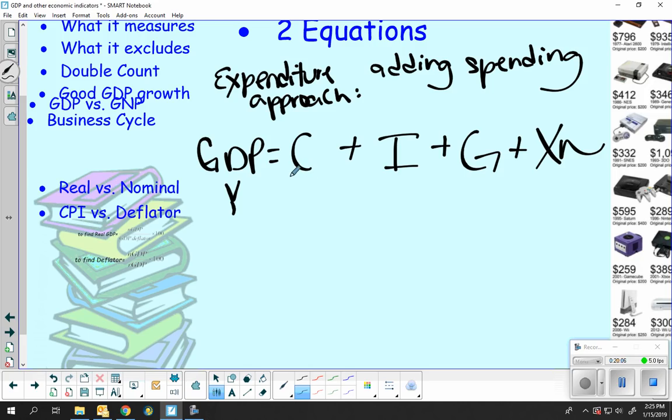Well, C, these are all the players that could possibly be spending money in an economy. Well, C is us. C is consumption. That's consumer spending. If you buy a stick of gum, it classifies under C, consumption. If you buy a pair of jeans, it classifies under consumption. So you buy something, consumer spending is consumption, and consumer spending is C. That's you. I stands for investment spending.